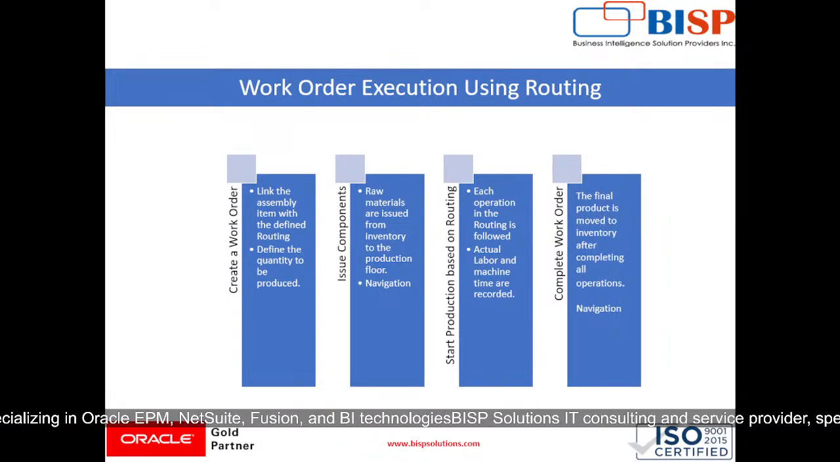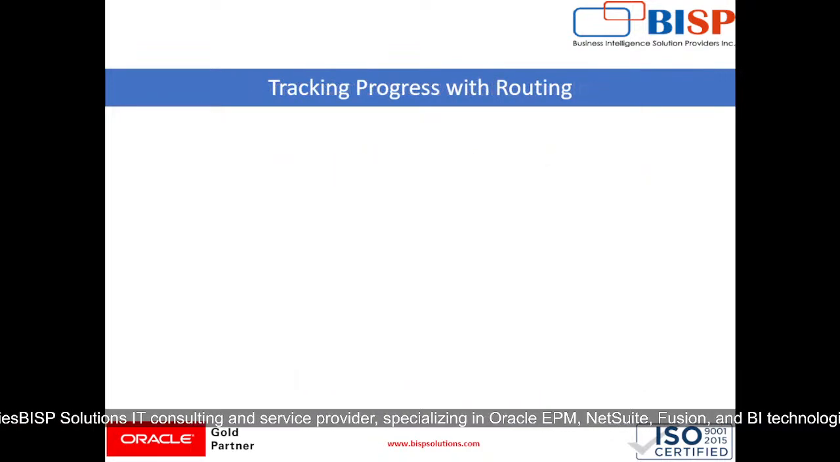Step 4 is completing work orders, where the final product is moved to inventory after completing all operations, and then we have to navigate to transactions. Under transactions, manufacturing is there, and under manufacturing, work order completion is there.